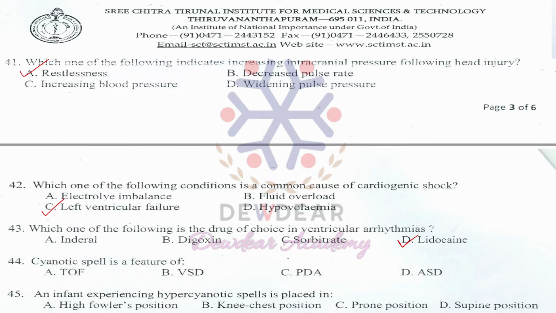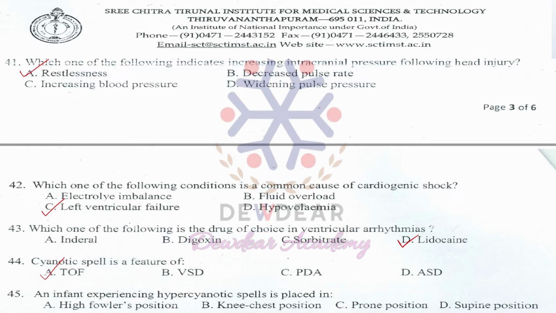Okay, now we will move on to the next question. Cyanotic spell is a feature of which condition? Options are tetralogy of Fallot, ventricular septal defect, patent ductus arteriosus, then atrial septal defect. So which is the correct answer? Option A is the correct answer. Cyanotic spell is a feature of tetralogy of Fallot.